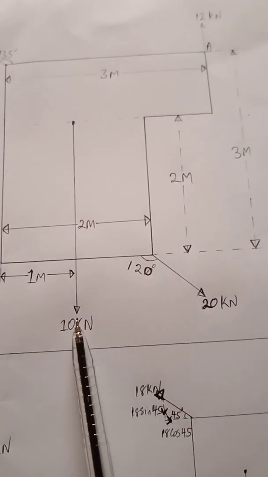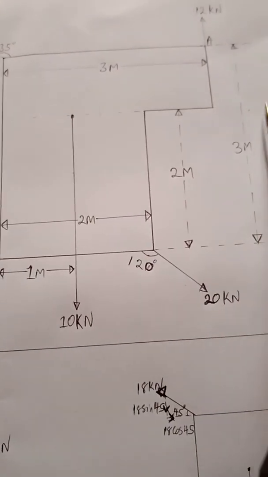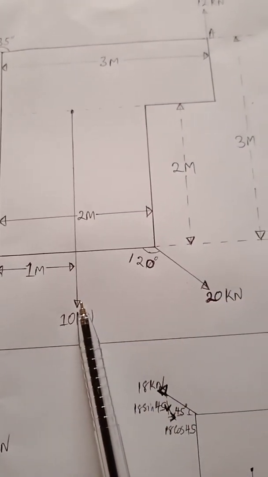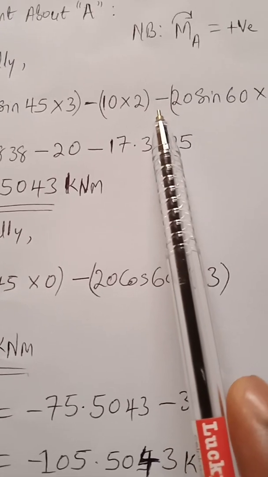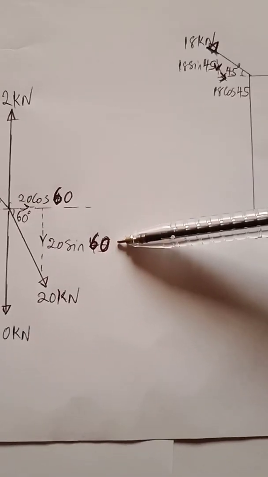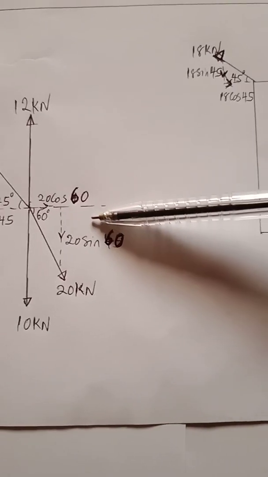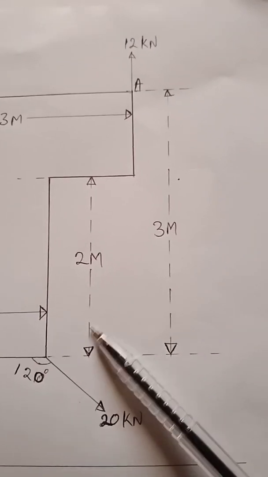So meaning that's going to be 10, and you can see it's also trying to rotate it anti-clockwise, meaning that it's going to be negative, which is minus 10 times 2. You can see it here, minus 10 times 2. Then we go to the next one, which is the 20. You can see the 20 is also moving downward. So here, this is 20.